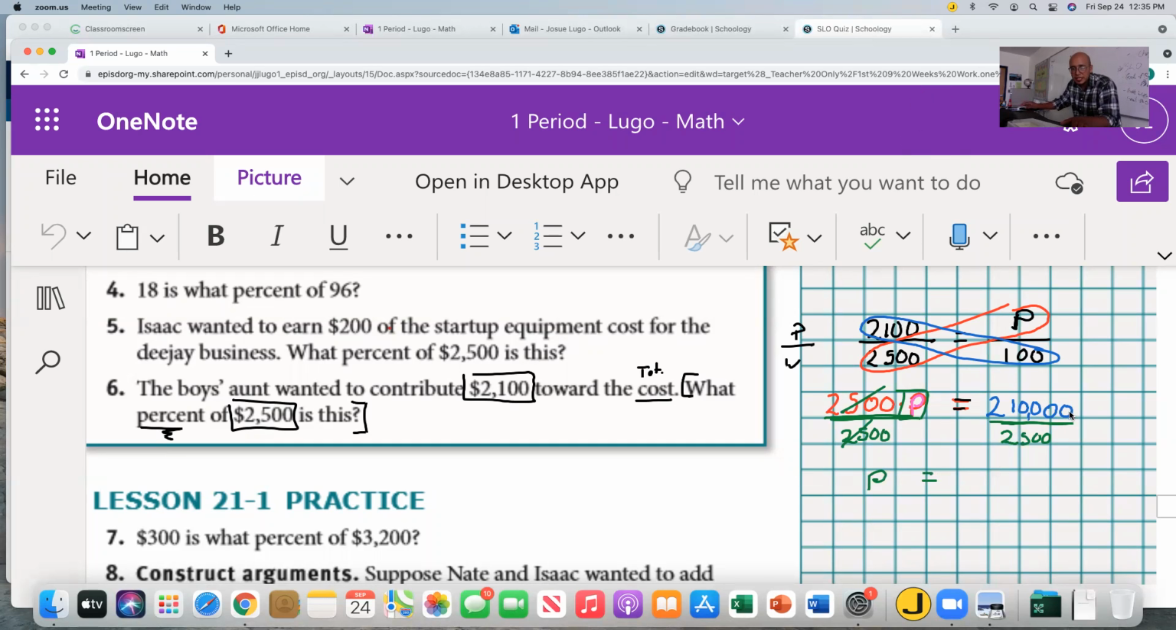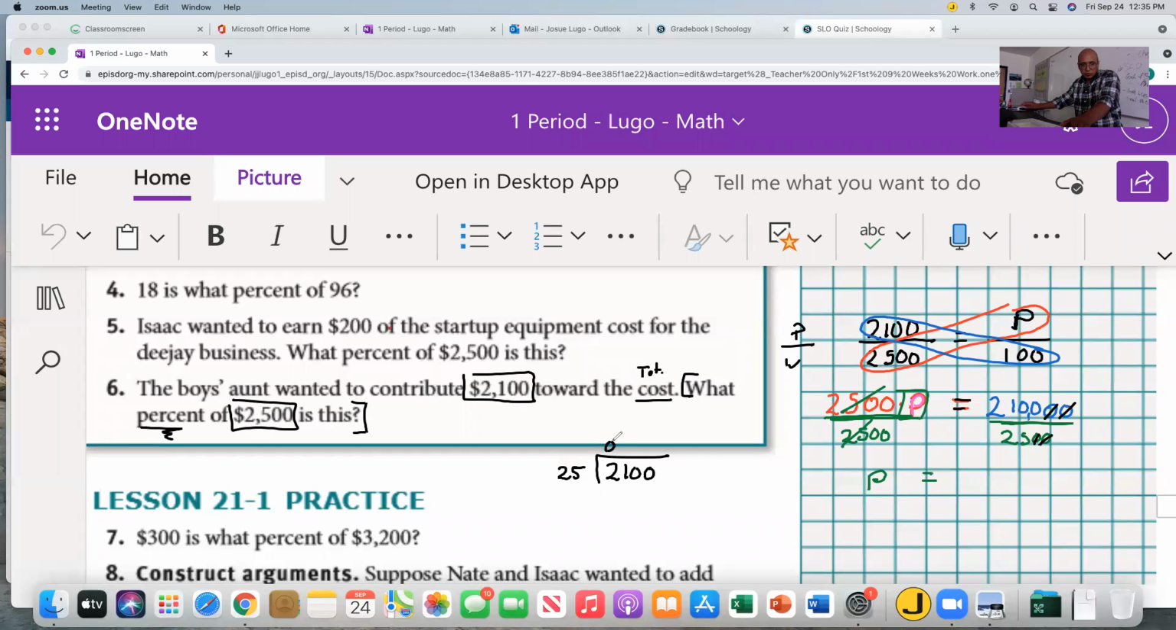Notice though, ladies and gentlemen, that they do share a zero. If I get rid of that zero, now I have 21,000 divided by 250. That's going to give me the same thing. And notice that they have another common zero. So in that case, now I have 2,100 divided by 25. That's going to give me my answer. So let's go ahead and divide 2,100 by 25.